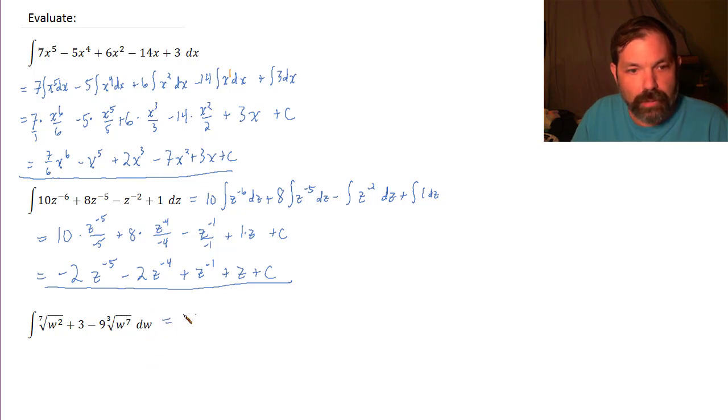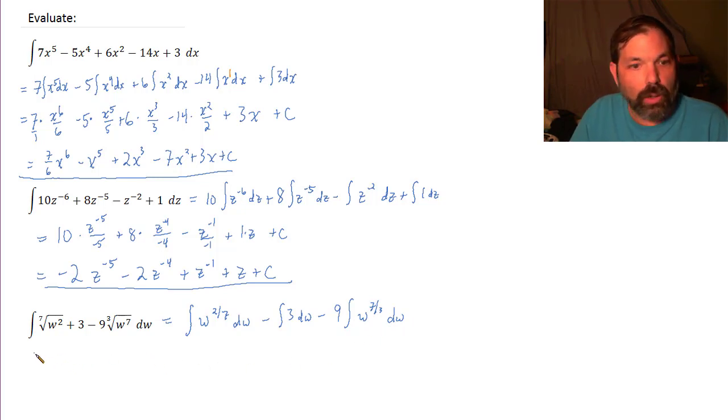So then this is equivalently written as the integral of w to the 2/7 dw minus the integral of 3 dw minus 9 times the integral of w to the 7/3 dw.